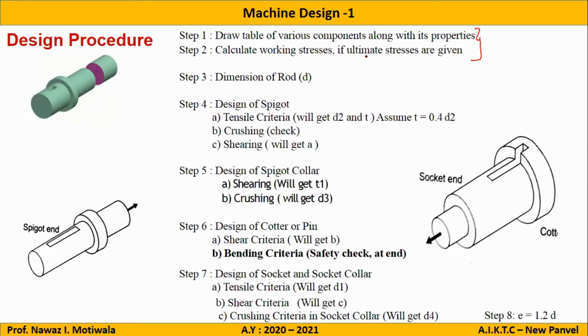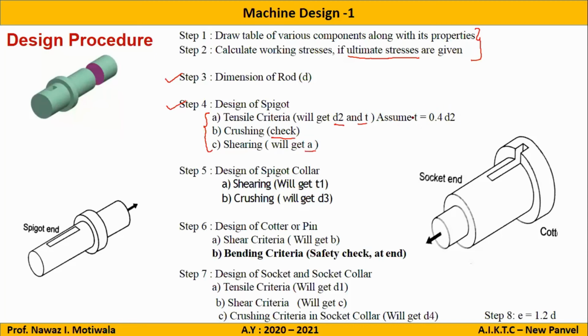Step 2 will come only if ultimate stresses are given, or we select our own material from the PSG data book. Then we have to find the working stress assuming some factor of safety. So these 2 are the basic steps. Then from step 3 we have already seen the diameter of rod, then the design of spigot. It will have 3 different failure criteria: tensile, crushing, and shear, and from each of them we will get D2 and T. From crushing you will check, and from shearing you will get A.